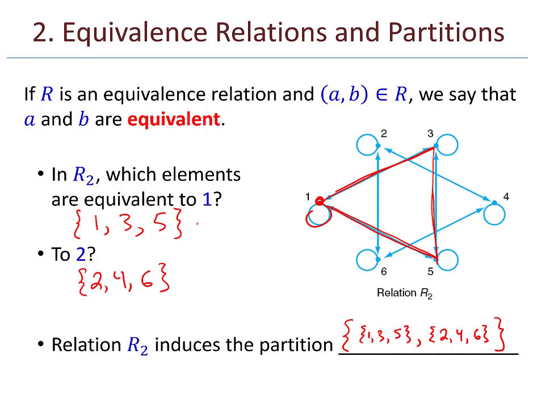So 1, 3, 5, those are all equivalent to each other. 2, 4, 6, those are all equivalent to each other. And the set as a whole is the combination of 1, 3, 5 and 2, 4, 6. So every equivalence relation ends up creating a partition. And conversely, if you have a partition, that is essentially the same thing as an equivalence relation.